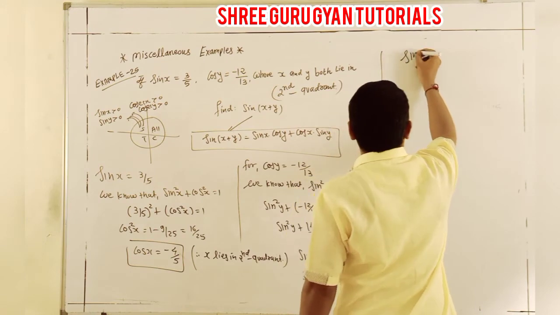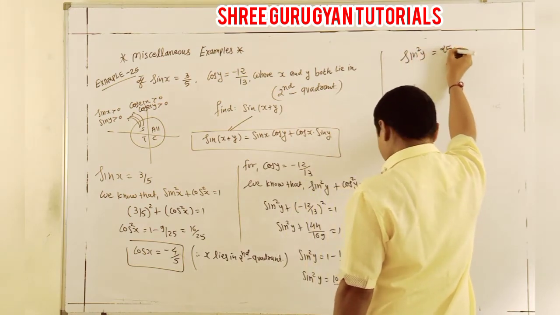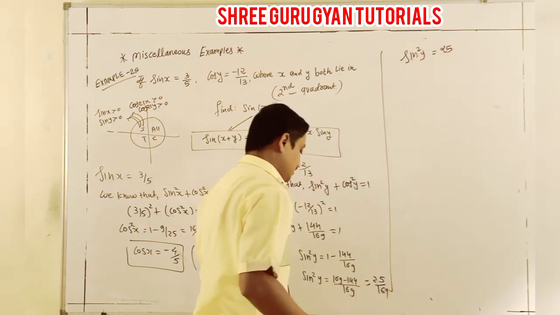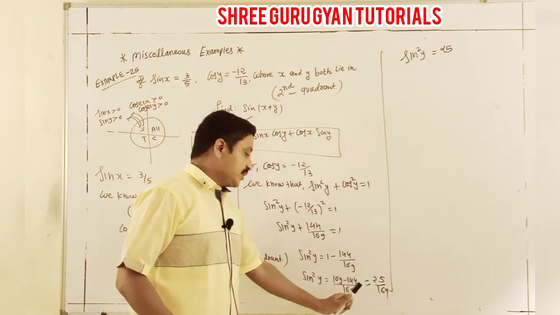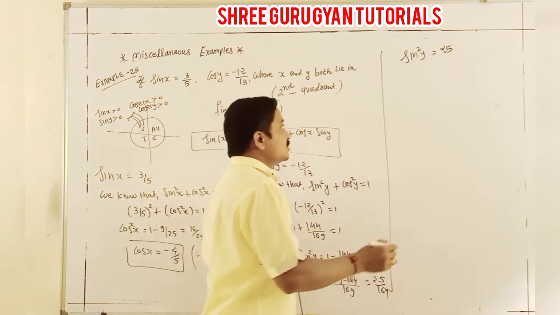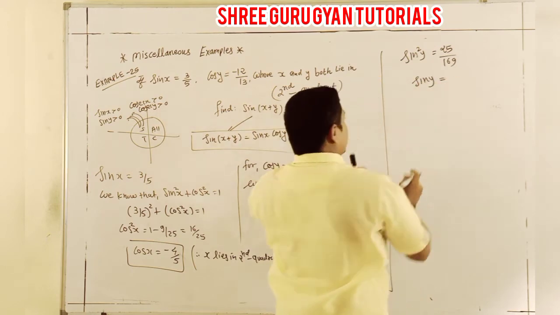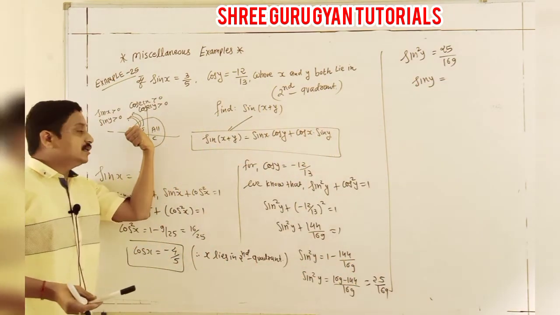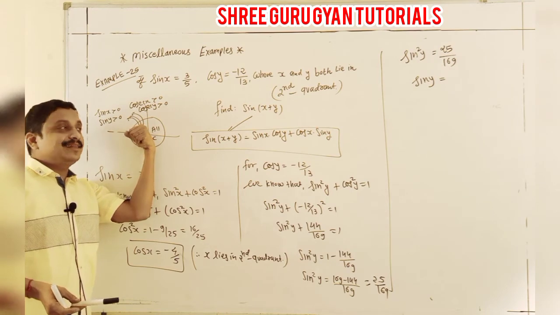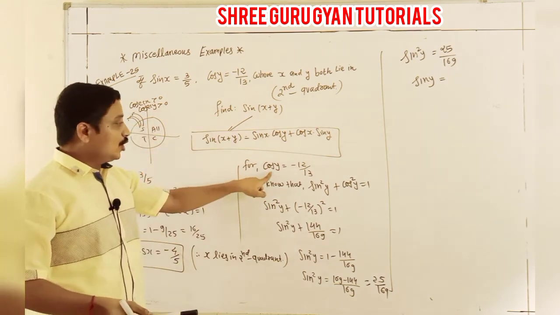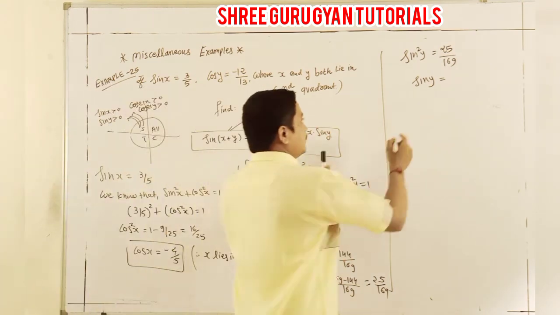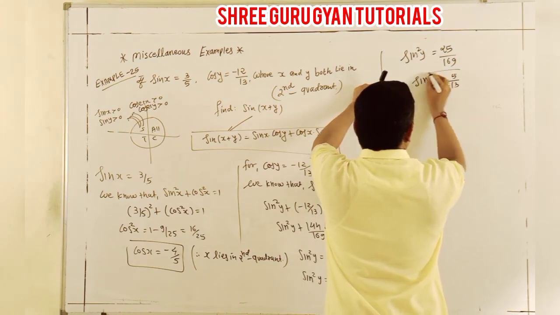Sin square y is 25 by 169, that is 169 minus 144 over 169, which is 25 over 169. So the value is ready: sin y. Check, y is in the second quadrant, where sin is positive and cos is negative, as already given. So sin y is 5 by 13.